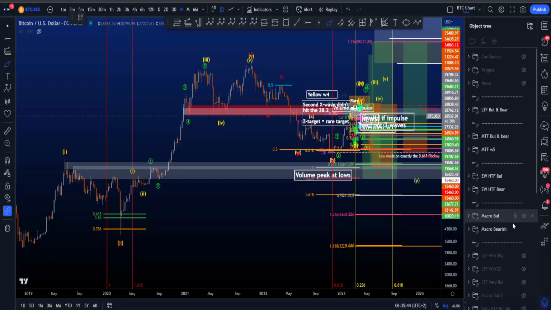Hi everyone, let's go through my preferred bullish and bearish scenarios, including my new one on the medium time frame and low time frame with potential trading setups.